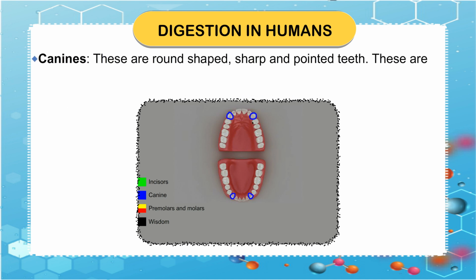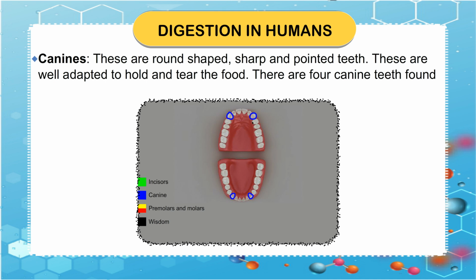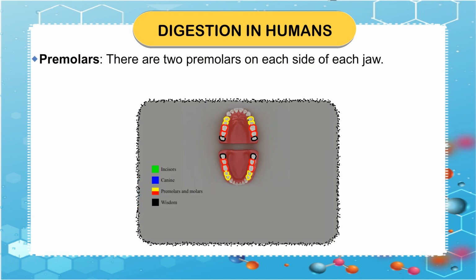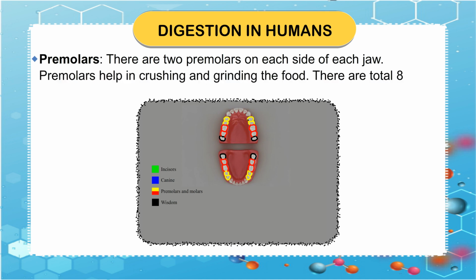Canines. These are round, sharp and pointed teeth. These are well adapted to hold and tear the food. There are 4 canine teeth found in a human. Premolars. There are 2 premolars on each side of each jaw. Premolars help in crushing and grinding the food. There are a total of 8 premolar teeth in an adult human.